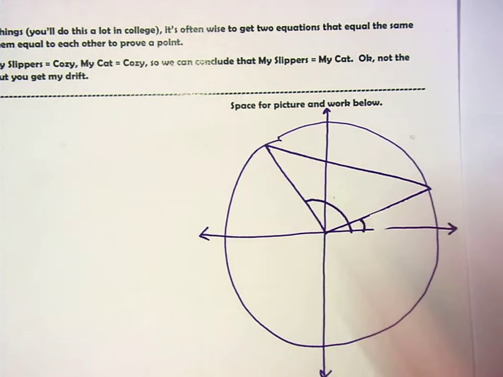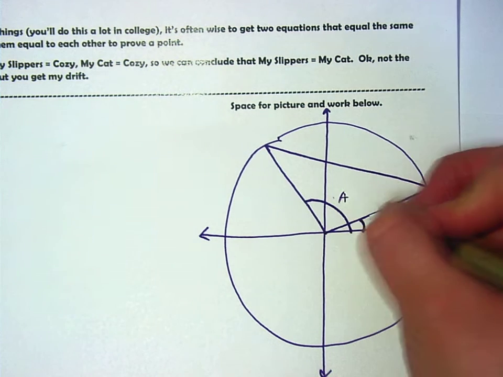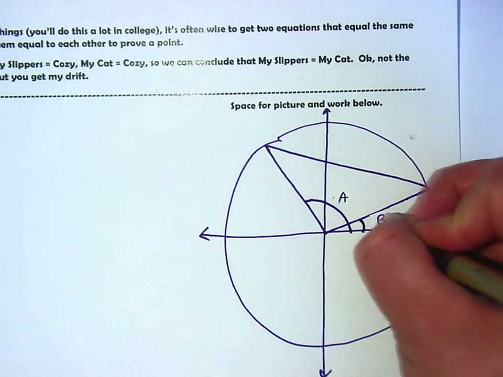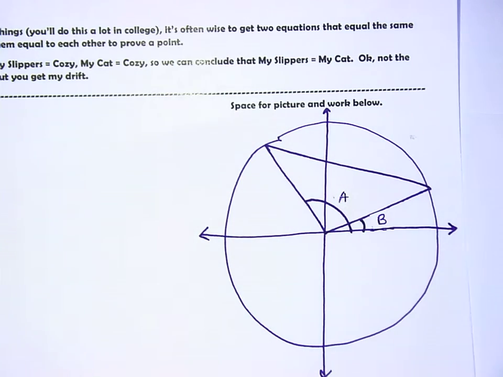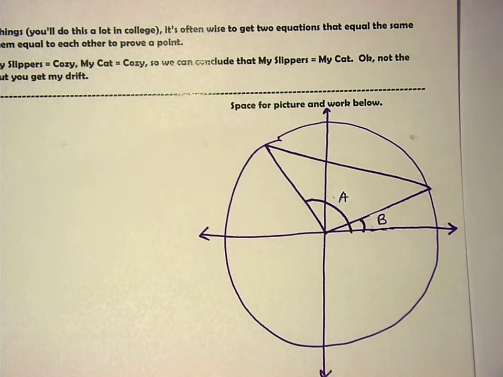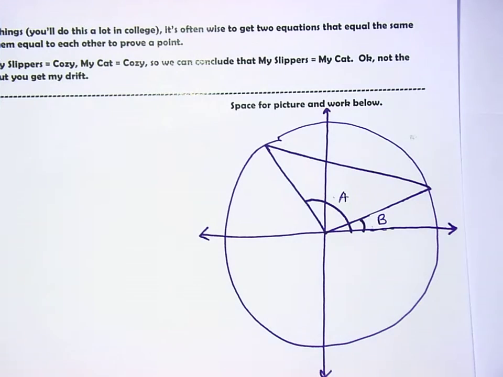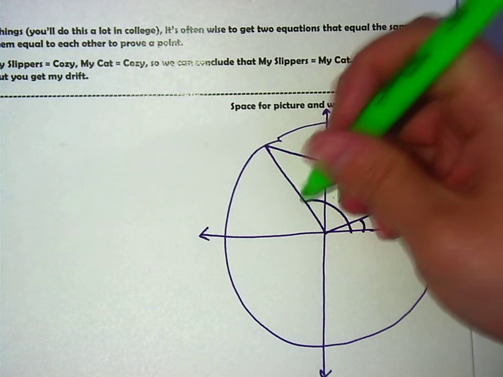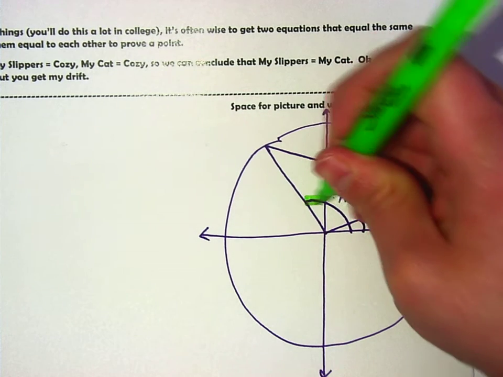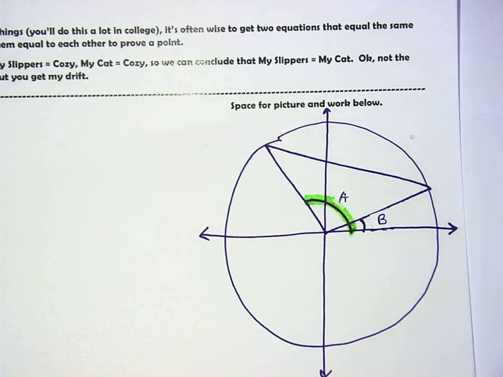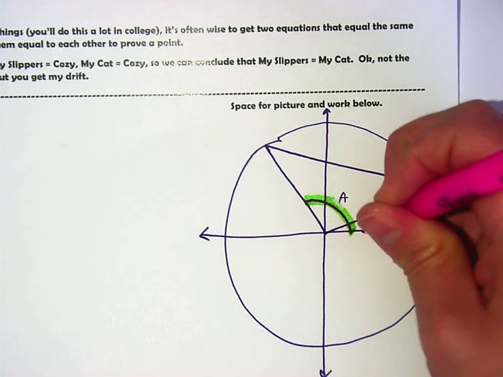So I'm actually going to call this big one A and this little one B. If you need whiteout, let me know. I'm also going to color code this so that you can have a chance in understanding it. Good job being patient so far. So A is this whole angle here. And B is this little angle here.